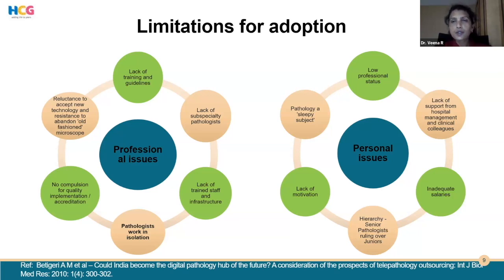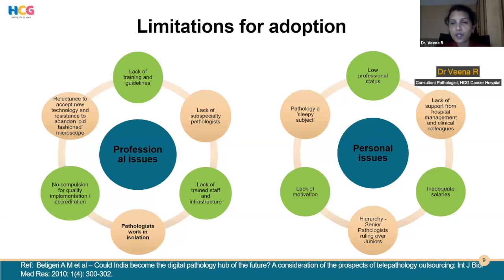There were personal issues which are quoted in this article. And I would like to bring your attention to this one: pathology, a sleepy subject. So once you finish your post-graduation, we just want to get into medical colleges and then have a happy life. That's what everybody wants to do. That is as per this survey. It's not what I'm saying, but this is as per the survey.